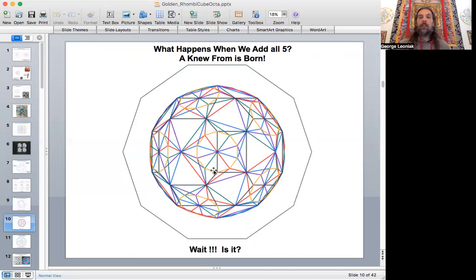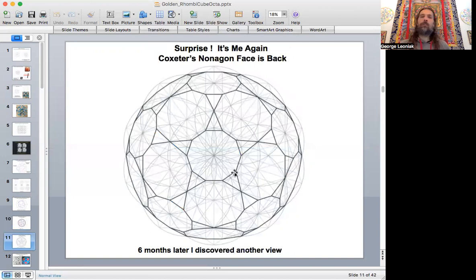So I'm seeing that the rotation of that form is going to create a decagon in the middle. And there's a triangle between the edges of a few of those forms. These are all the color-coded ones, so it's a little tricky to follow them out, but we've got a blue and a red one there, maybe a golden one. I'm not sure of all the different colors there. It's a little confusing to look at after a while. But we've got a decagon face and another outline, and I'm like, wait, is this a new form or is it something that I might have discovered once before? And yes, it is. Surprise. It's me again. Coxeter's Nonagon face is back.